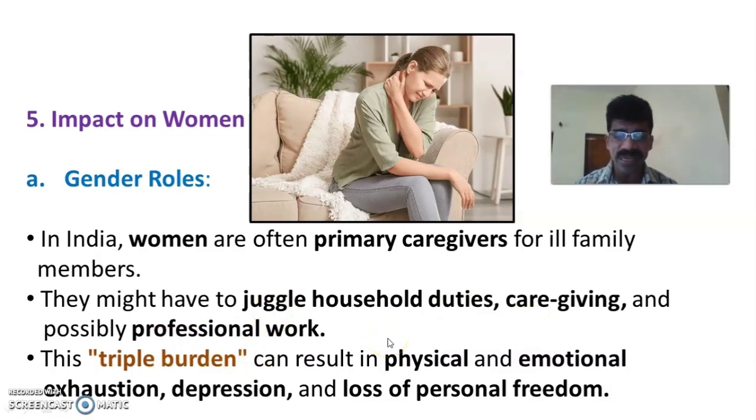So they are on their toes doing the household activities, giving care to the patient, and even going for work. This triple burden, these three burdens, can result in physical and emotional exhaustion and even depression, and may lead to loss of personal freedom. All this triple burden can lead to physical stress, emotional exhaustion, depression, and even affect their personal life. That is gender roles.